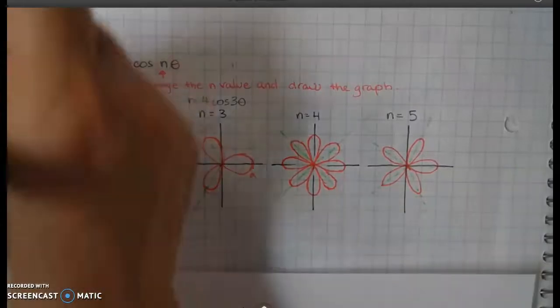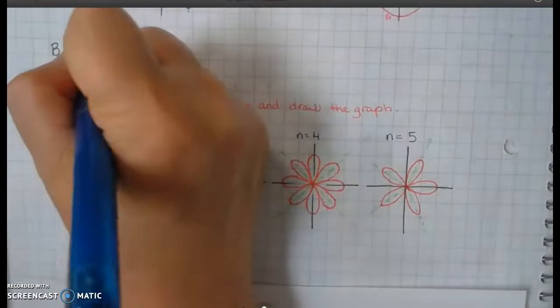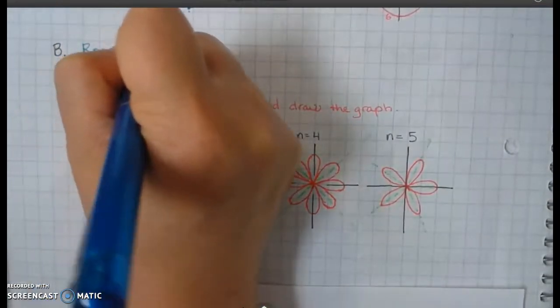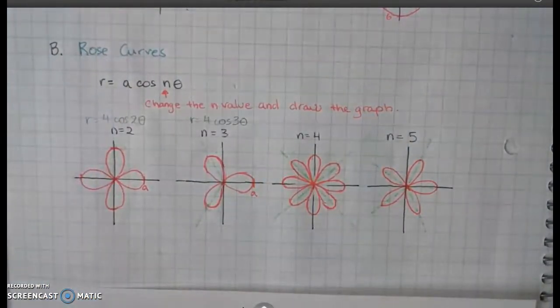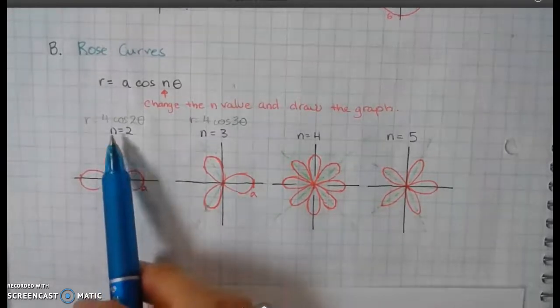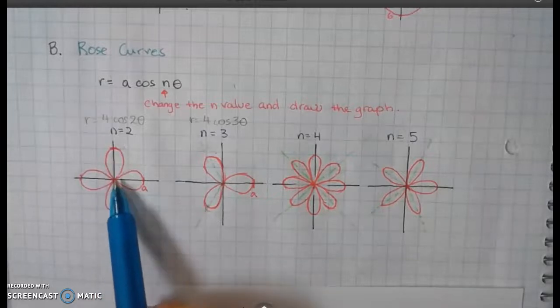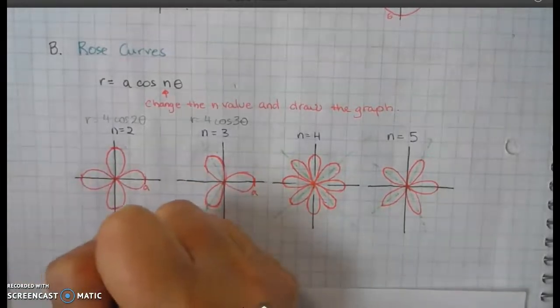What does it look like? Roses. So this is what we call a rose graph, or rose curves. Okay, it looks like roses, right? Now, what you should notice is that when n is equal to 2, I have a flower or rose with 4 petals.